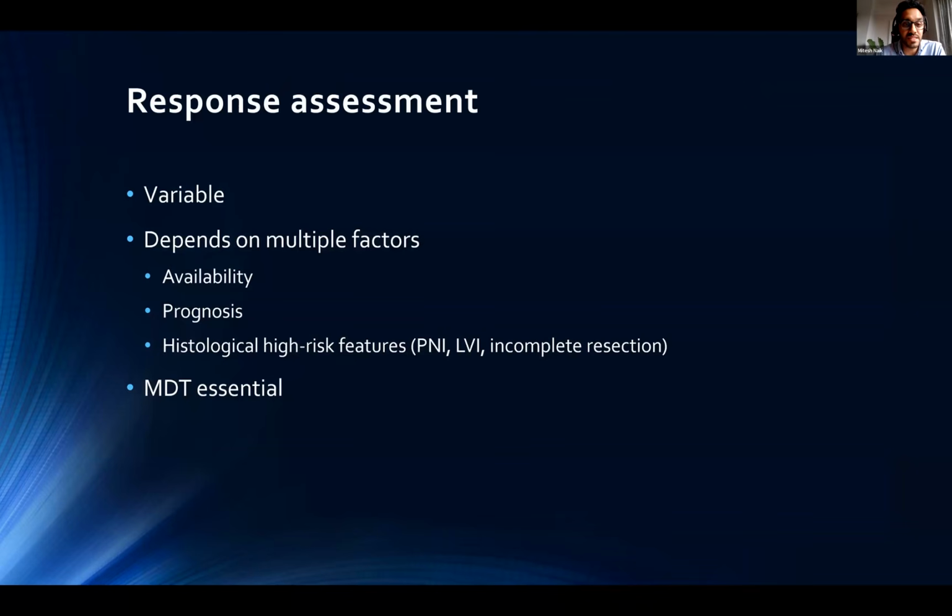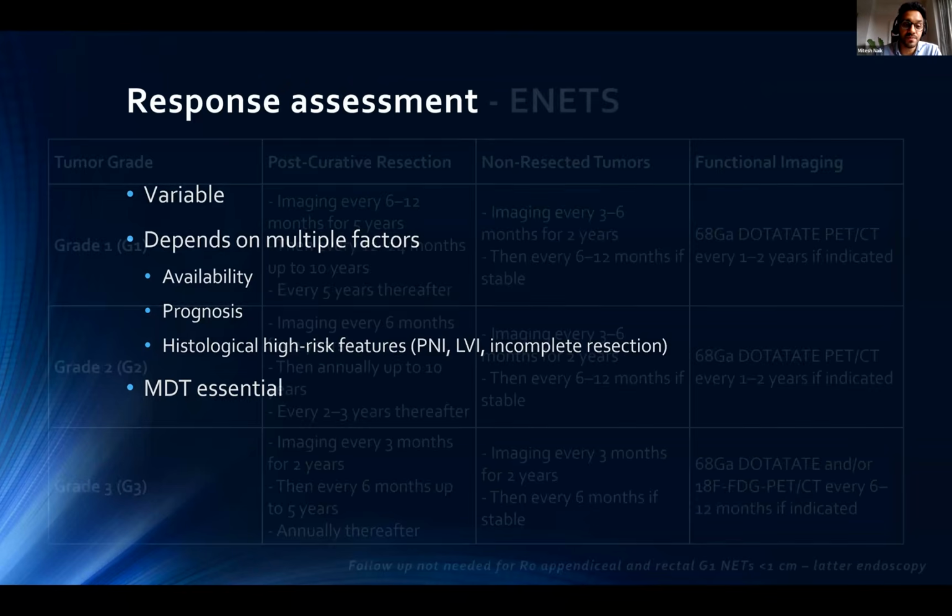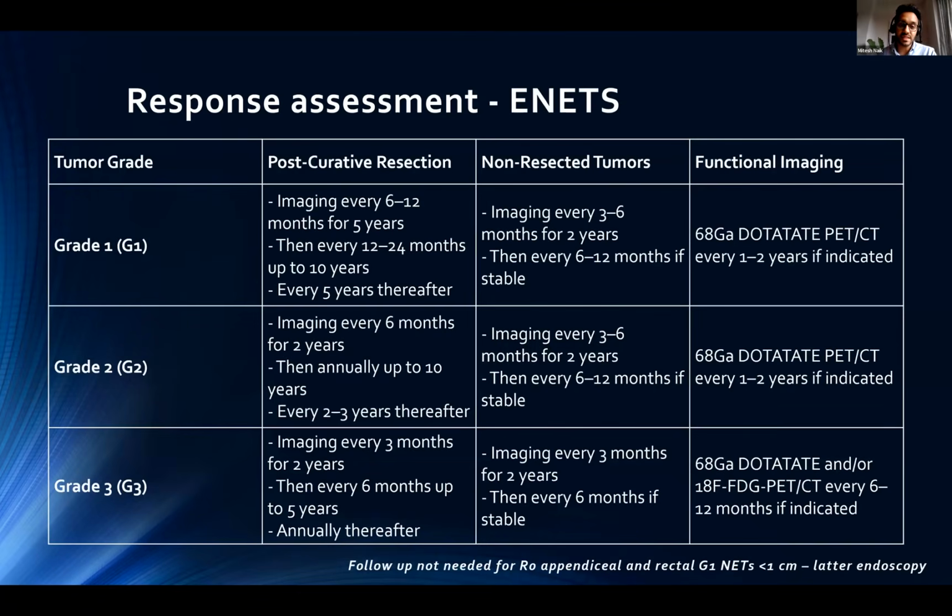Finally, on response assessment, in terms of the use of imaging and response assessment, it's highly variable. It depends on multiple factors: availability, prognosis, and histological high-risk features if surgery has already been performed. Is there perineural invasion, lymphovascular invasion, and also is there evidence of incomplete resection? And this is why an MDT discussion is essential. In terms of ENETs and the recommendations, they're highlighted here.